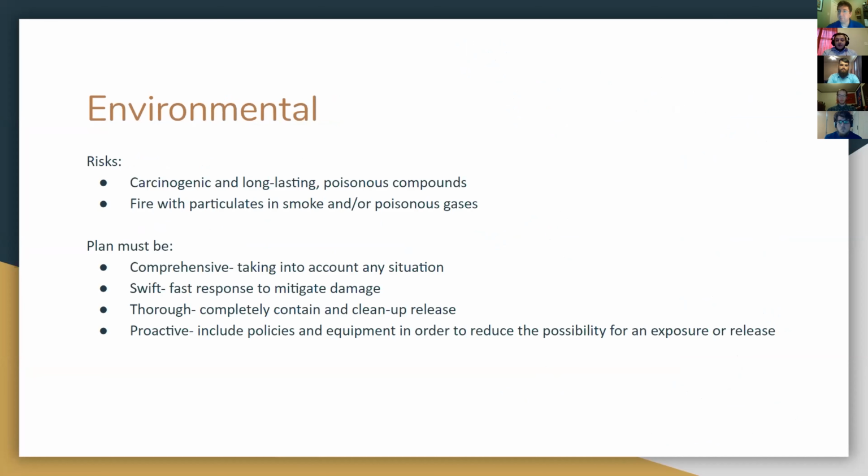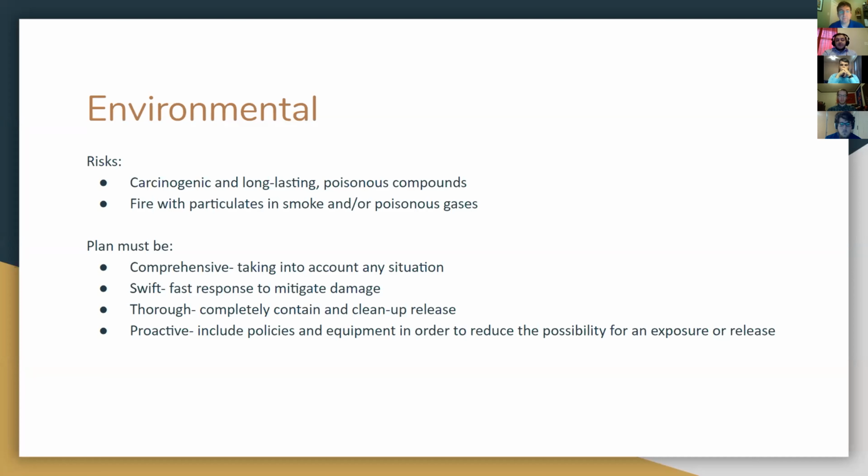And for our environmental aspects, most of these compounds are carcinogenic and long-lasting and poisonous to humans and animals, as well as a risk of fire with particulates and smoke and/or poisonous gases. So overall, we want to make sure that we're very careful if there is a spill and try and prevent it if possible. So the plan would have to be comprehensive, swift, thorough, and proactive to mitigate any damage that is caused by a response, or to stop the leak from happening in the first place.